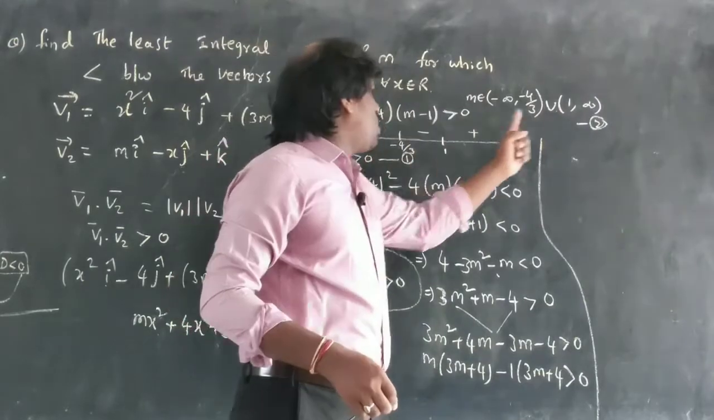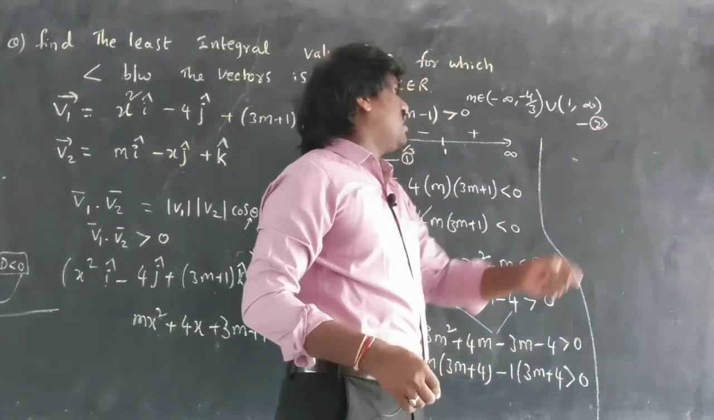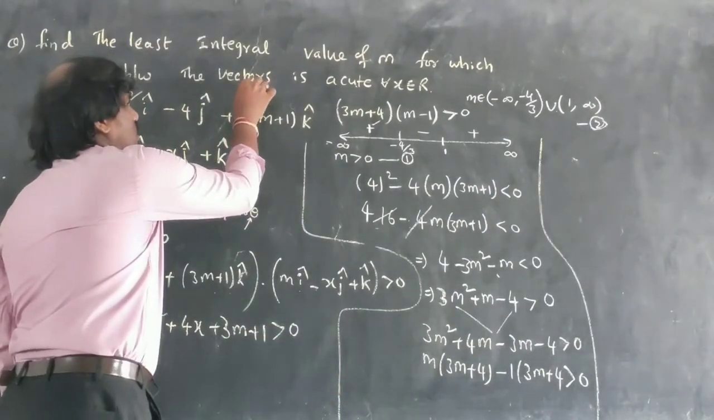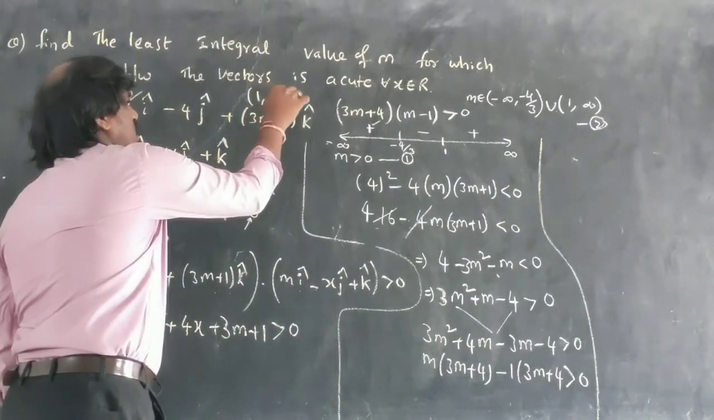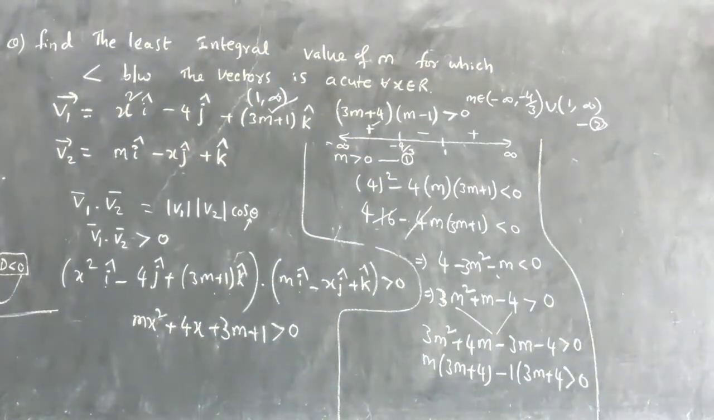So the intersection of these both will be 1 to infinity. So the final answer for m is 1 to infinity for this question. Hope you understand. Let us go for the next question.